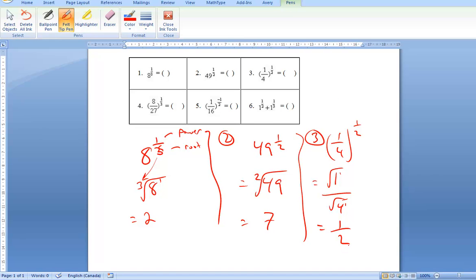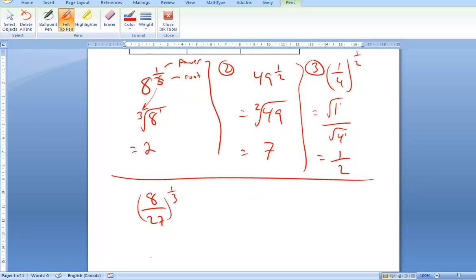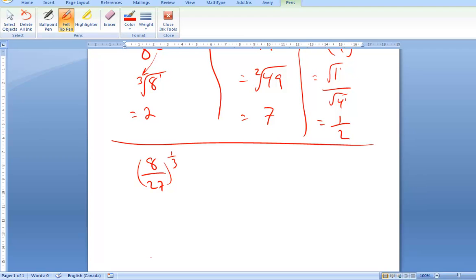Let's try the next one. You're looking a little harder. 8 over 27 to the 1/3. And you need to keep the brackets in there, okay? Otherwise it looks like it's just the 8 gets to the power of 1/3. The brackets mean the top and the bottom get the power of 1/3. So again, it's like 8 to the 1 over 27 to the 1, but we're too lazy.